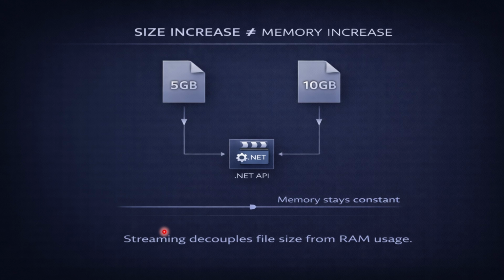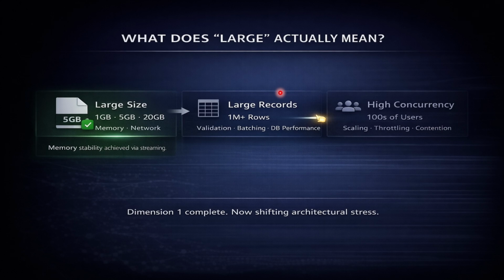Streaming also decouples the file size from RAM usage. Because no matter if you're uploading 5 GB or 10 GB, since the API is anyways going to receive them in chunks, it will consider them to be of the same size. So the memory footprint remains constant. It doesn't spike up. All right.